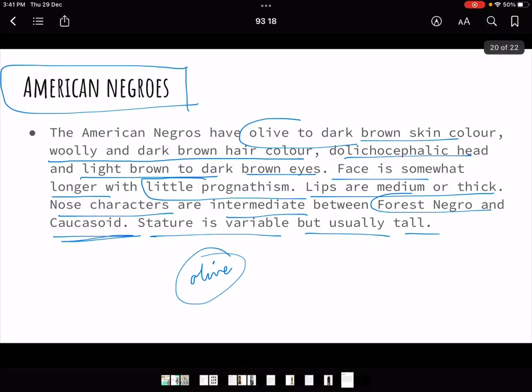This is also simple. This we are not going to mark because American Negroes, you know, is the whole subcontinent only. We can't mark the whole subcontinent because that is just a basis that I gave you, okay. So I hope you have understood this, and this was all about Negroid racial type.